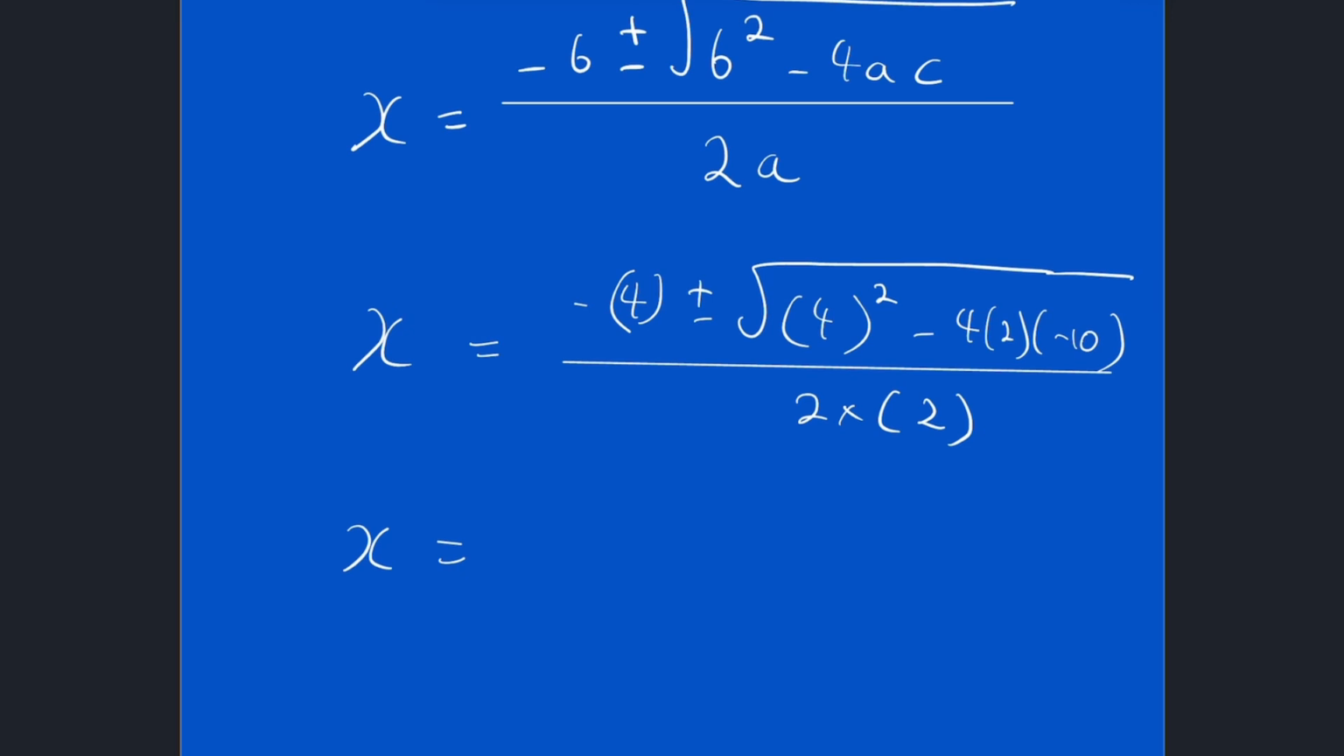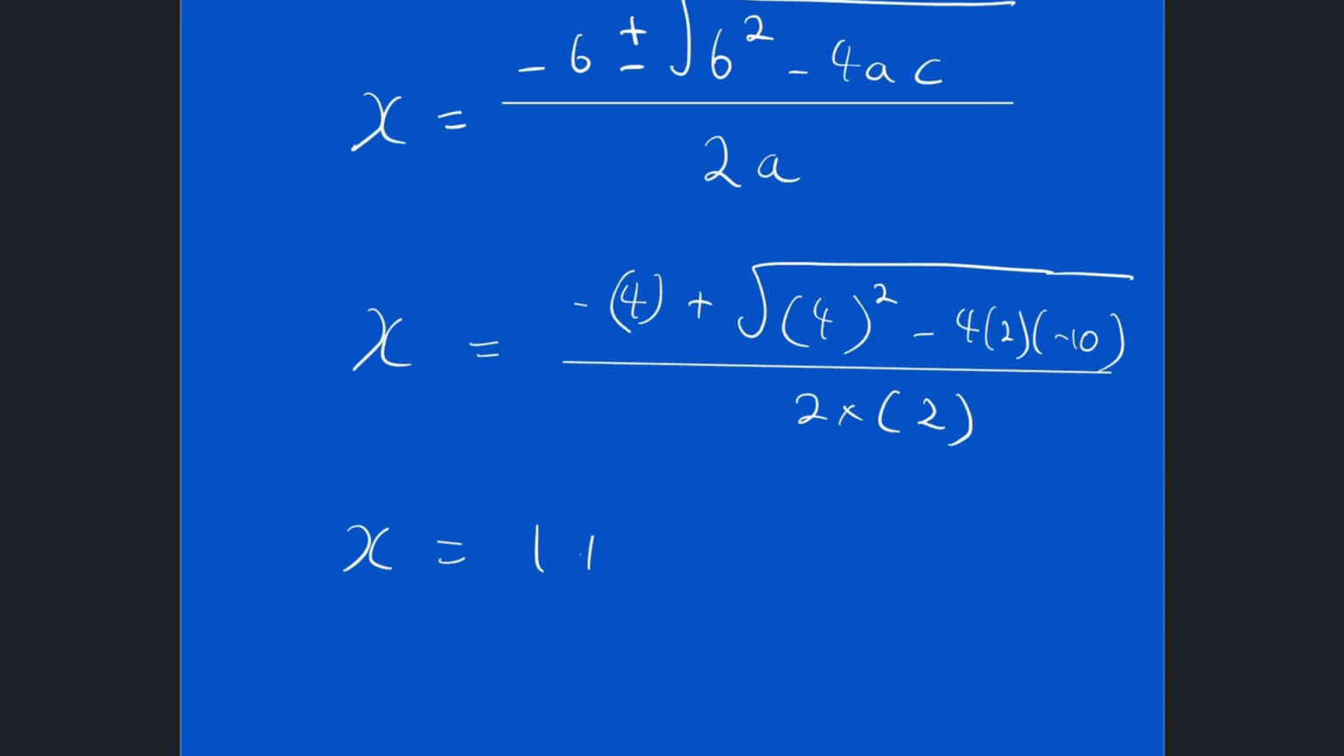Right, I'm just going to try this on my calculator now. So it's going to be minus 4 plus, I'm going to do plus first. You're probably noticing there's a plus and a minus here. We do a plus first. You could do a minus first, and that's going to give you one root. You do the minus, it will give you the other root. The square root of brackets 4 squared minus 4 times 2 times minus 10, all of those in brackets, 2 times 2 at the bottom.